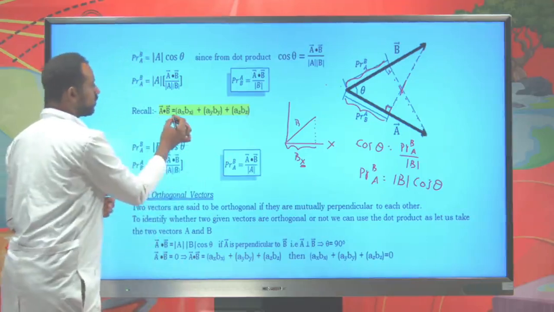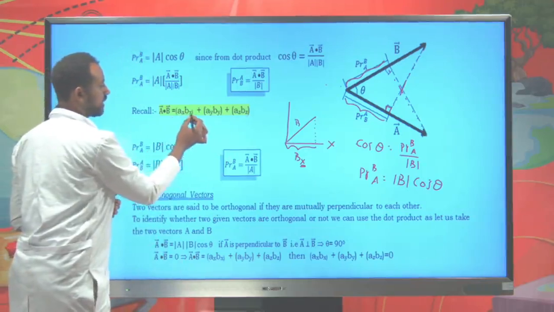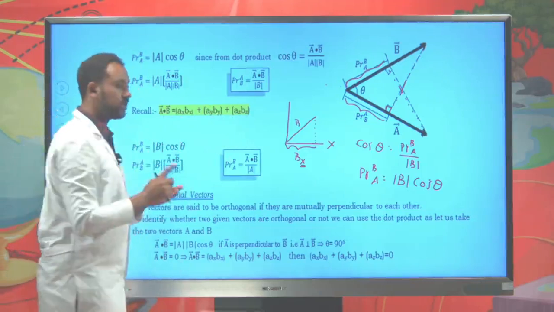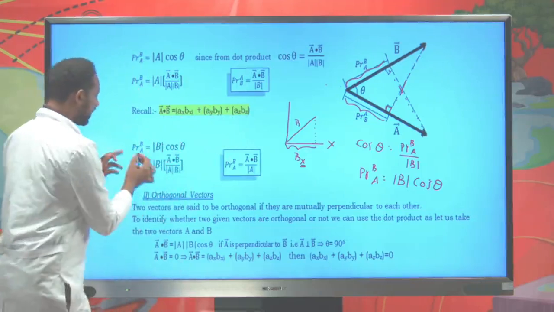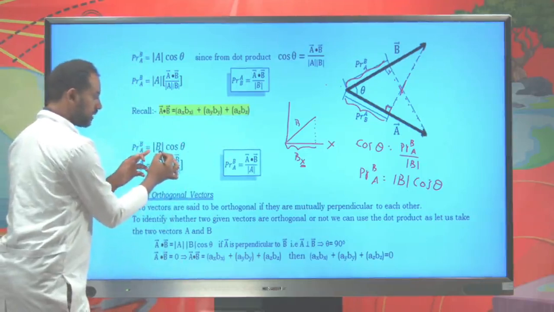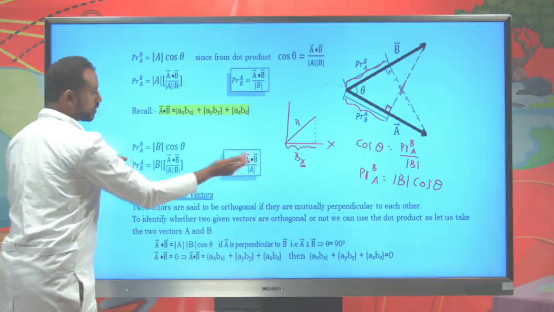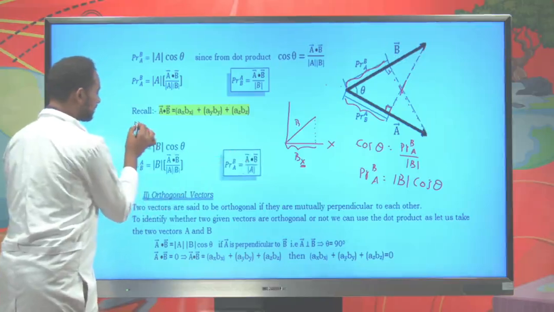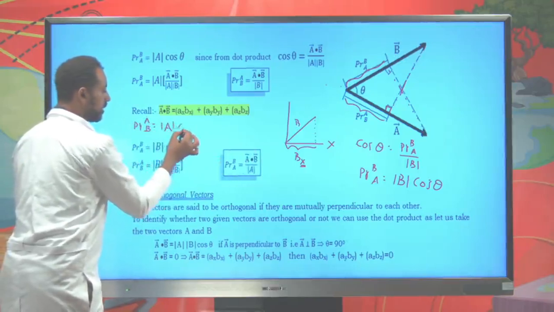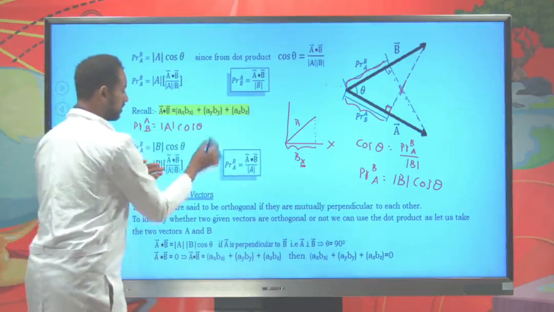Previously, we know that a dot b can be given as ax bx plus ay by plus az bz. This is how we determine the dot product. And we have said that the projection of vector b onto a can be given as the magnitude of b cosine of theta. The projection of a onto b is given to be the magnitude of a cosine of theta. Okay.